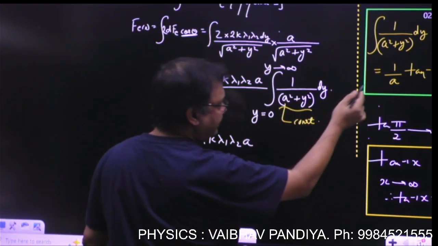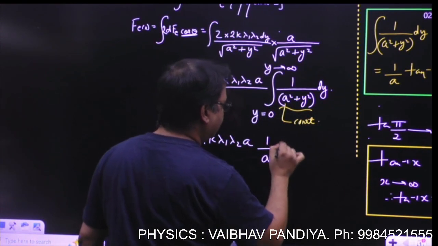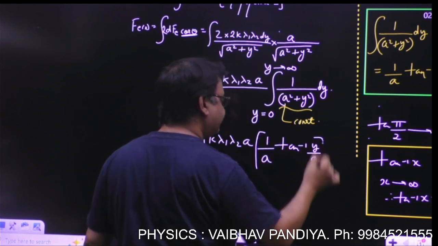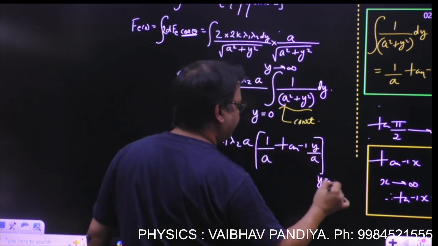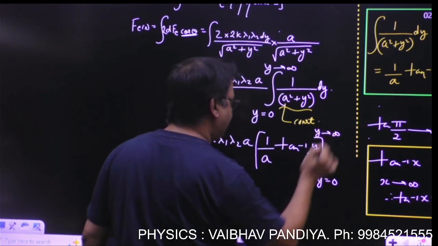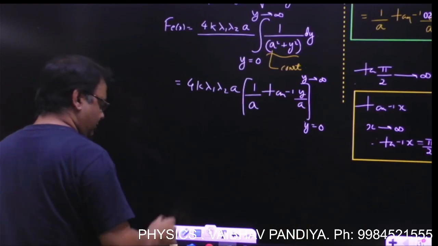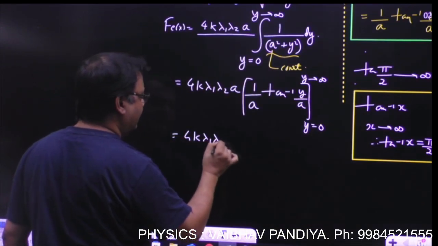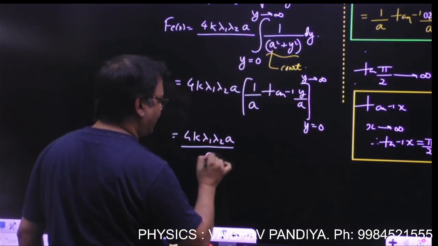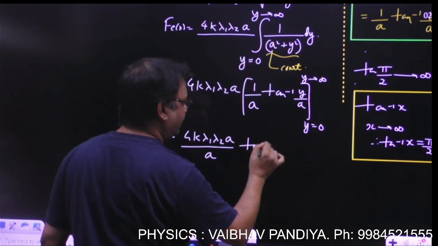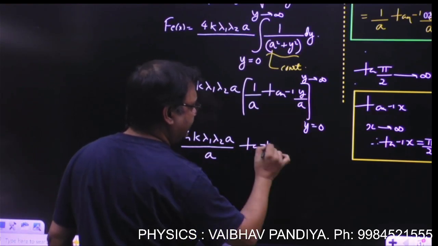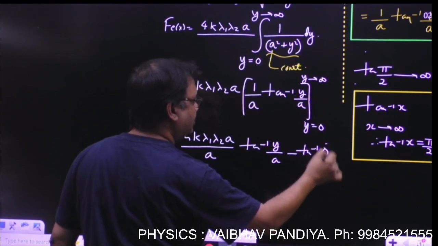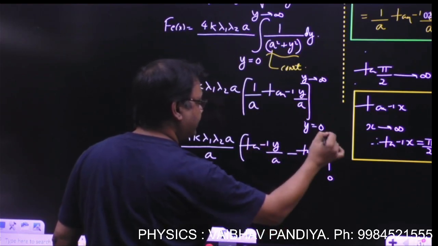Now what will be the integral? You will get 1 by a tan inverse y by a. Okay, now put the limits. So y will begin with the value of 0 and y will end at the approaching value of infinity. So I will have 4k lambda 1 lambda 2 a outside and you will get tan inverse, now this will approach infinity, correct? Minus tan inverse of 0.